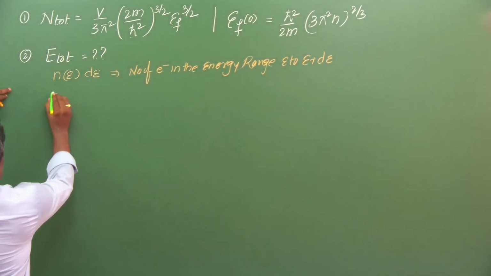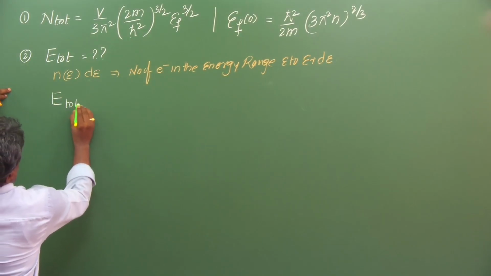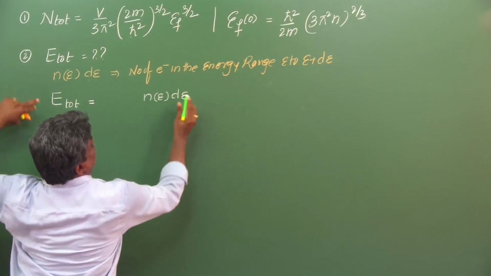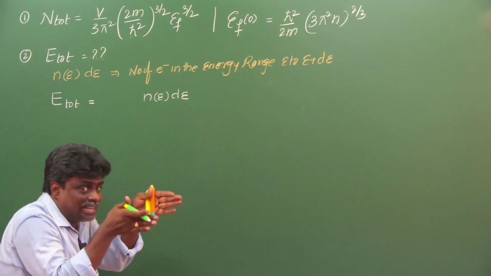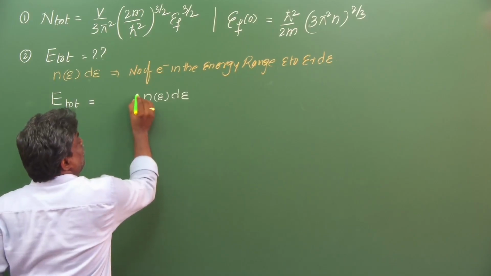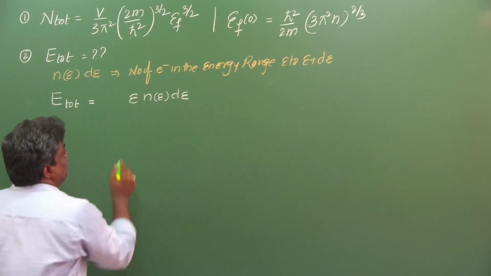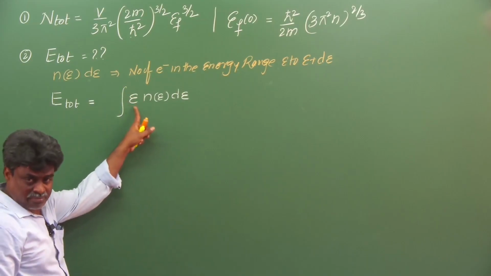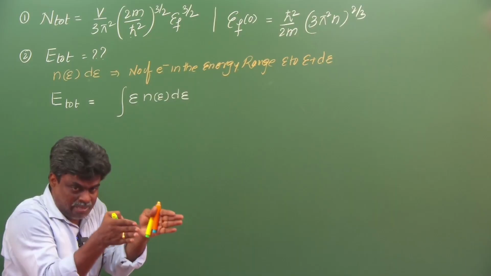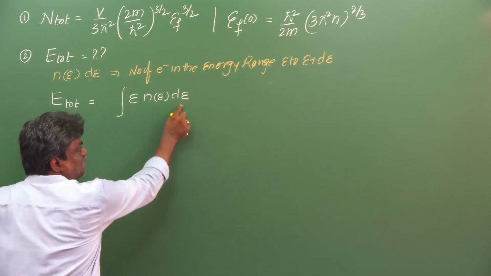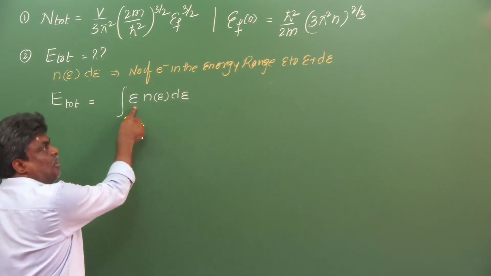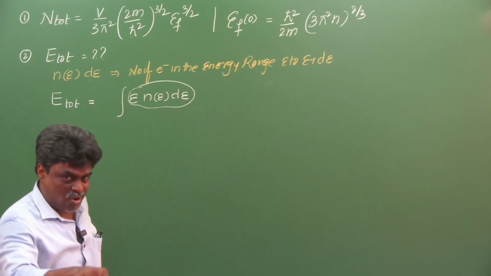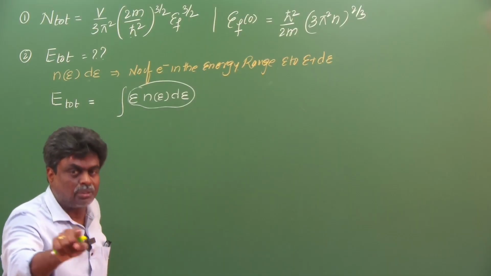Now I want to find the total energy. Everyone please see. Now I am taking N of E dE. This is the number of electrons in the energy range. Each electron energy is E. Now I want total, so integrate. E is a variable because you have taken only E to E plus dE. That is N of E dE. In that range, what is the energy of each electron? E. So this is nothing but the energy of the electrons in the energy range E to E plus dE.